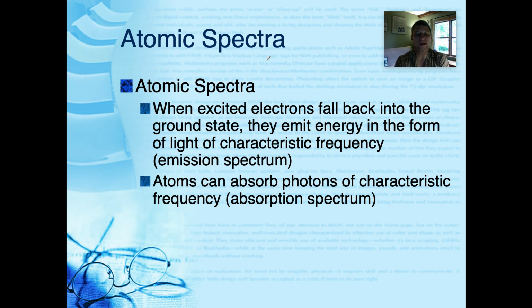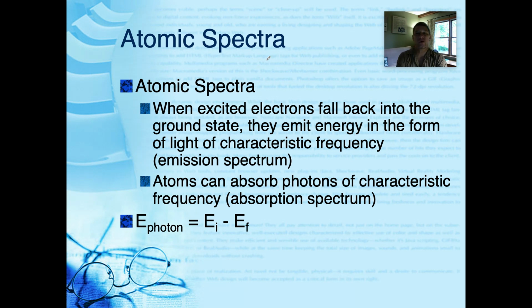The light that's given off by an atom or an electron, as it jumps from a higher energy level to a lower energy level, is called the emission spectrum of that particular atom. And again, this can be used to identify unknown molecules. You put them in a spectrophotometer or a spectrometer, and you can find out what's in there.